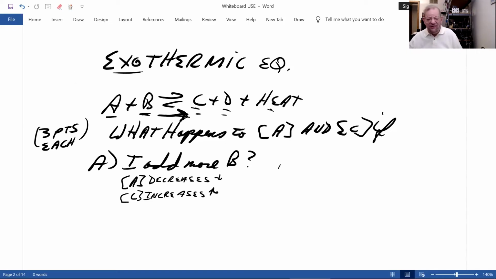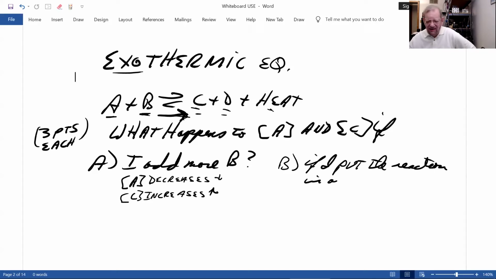But now let's look at the following. For an exothermic reaction, what happens to A and C if I put the reaction in an ice bath?